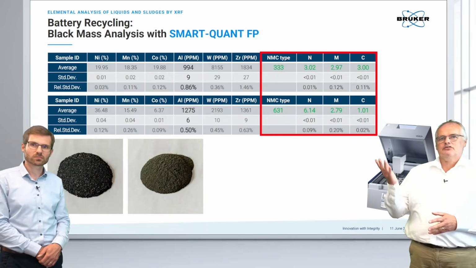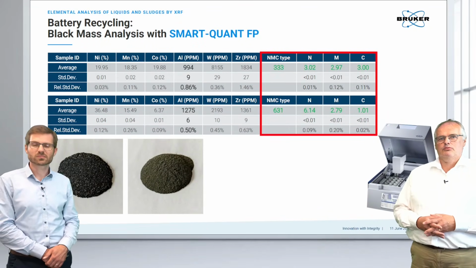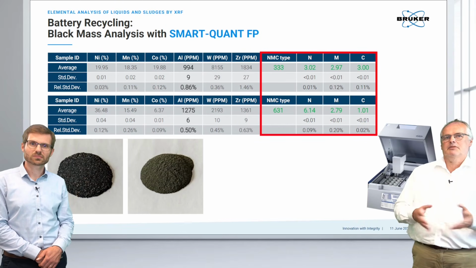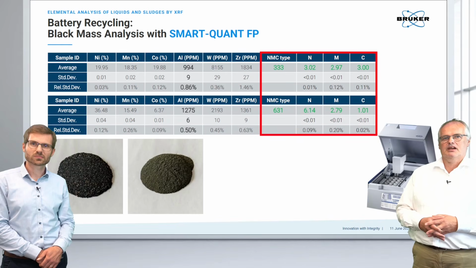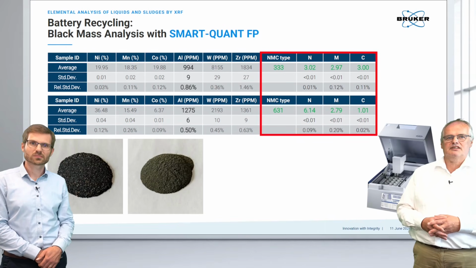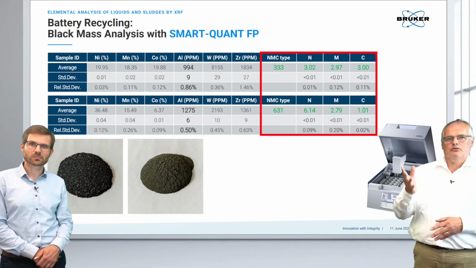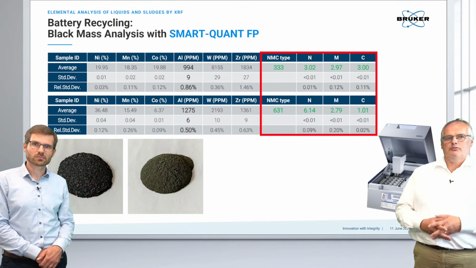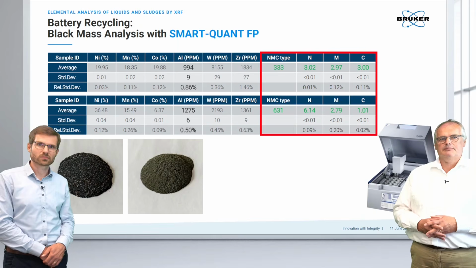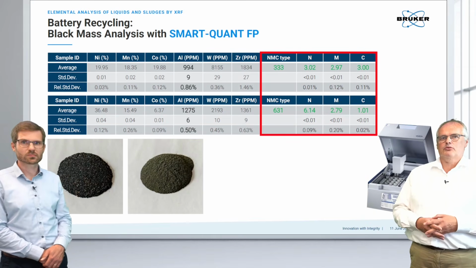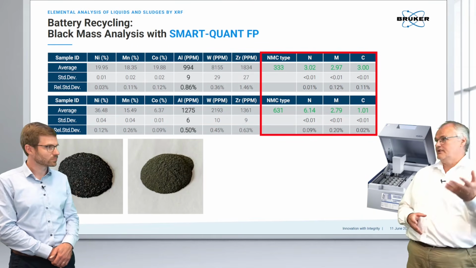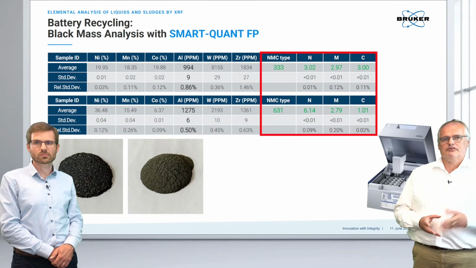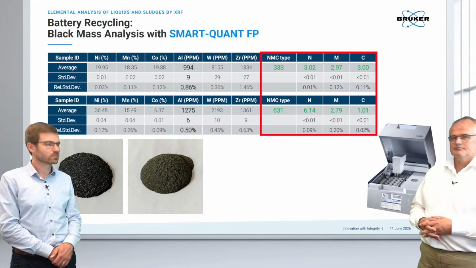Here you see that we have some samples measured: the nickel, the manganese, the cobalt, some traces like aluminium, tungsten, zirconium, and then we look at the ratios. We see, okay, we can identify the NMC type and go forward, on the one end with the refunding of the people who are bringing this material back into our factory, but also with the processing.